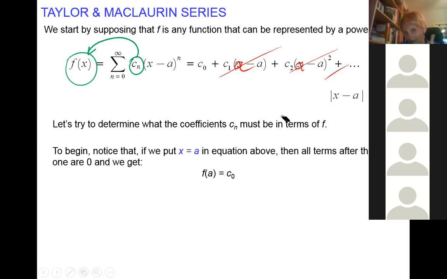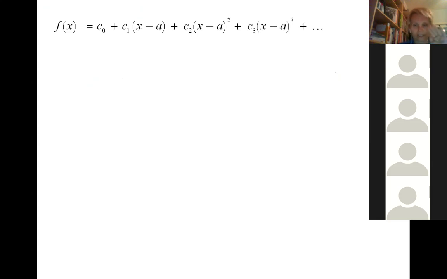Just one thing. Let's look at the next one. This is one more time my function. I skipped the sigma notation, so I have just the expanded form. And if I substitute a again, I'm getting c sub 0. Now what I will do is differentiate this power series representation.